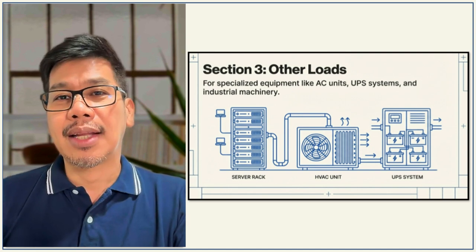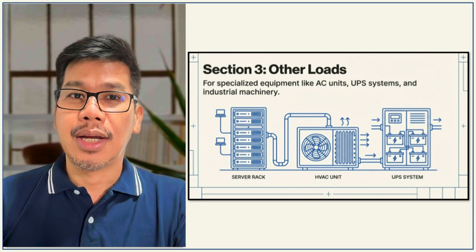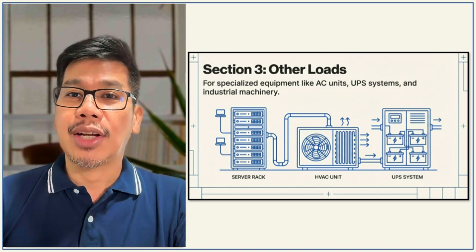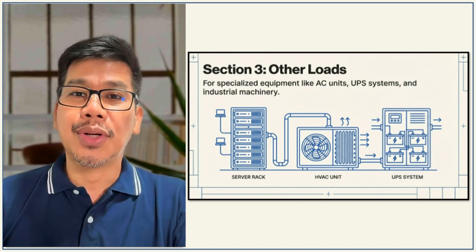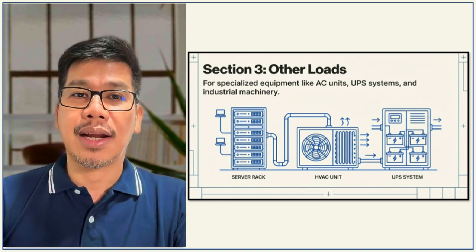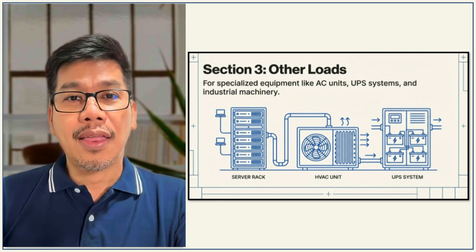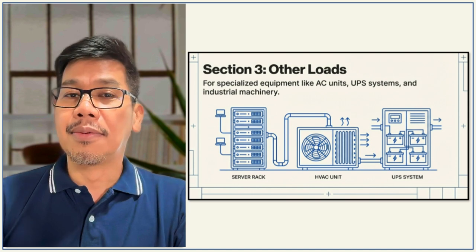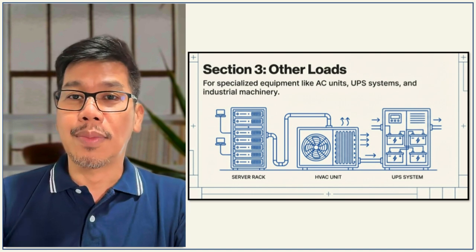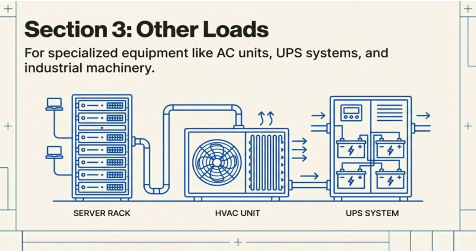These types of equipment are classified under other loads. They usually include specialized equipment such as air conditioning units, UPS system, and industrial machines because their operating characteristics vary differently. They require separate documentation. Examples include HVAC system, UPS system, server racks, industrial machines. These loads require special consideration in design. Dito na pupunta ang mga special equipment ng building. So, ibang category siya. Pero kasama pa rin siya sa schedule of loads.